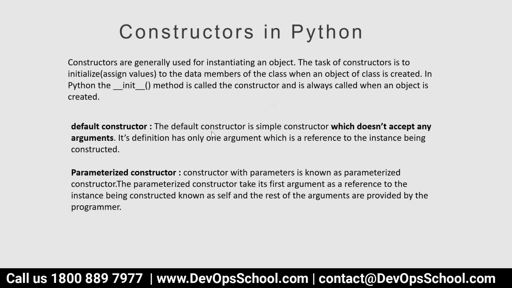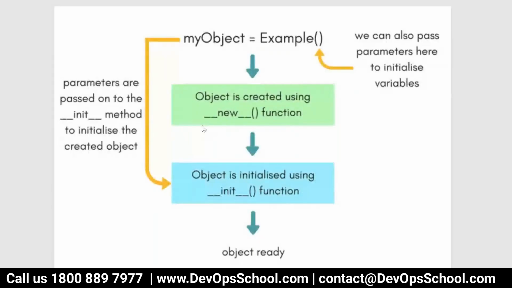Its definition has only one argument, which is a reference to the instance being constructed. But you can also have a parameterized constructor. A constructor with parameters is known as a parameterized constructor. The parameterized constructor takes its first argument as a reference to the instance being constructed, known as self, and the rest of the arguments are provided by the programmers. So look at this here.